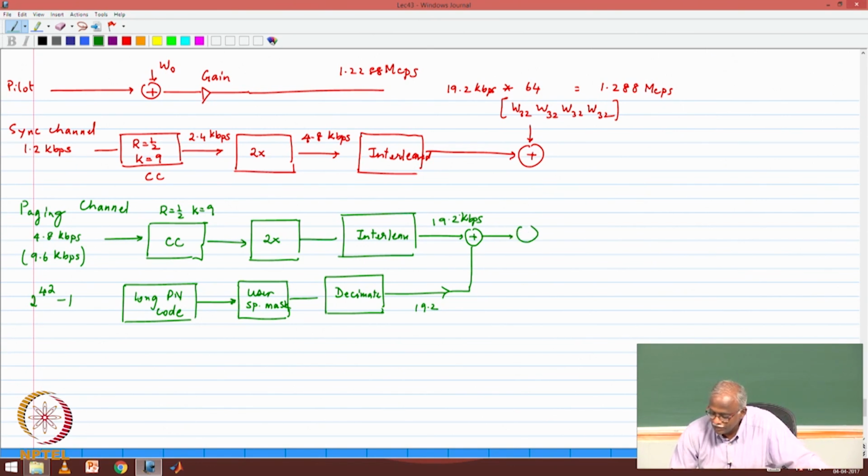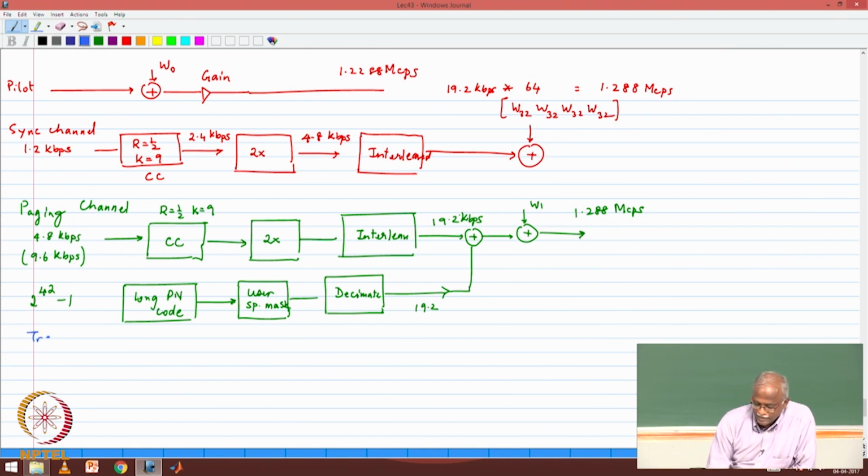Okay. Now this one is going to be spread by W1, and then this is also going to come at 1.2288 megachips per second. That's paging channel. Okay. Now what happens if you want to do traffic? That's the last one.